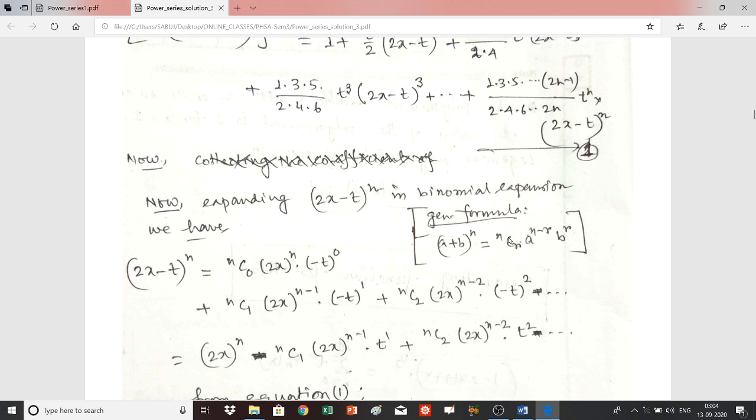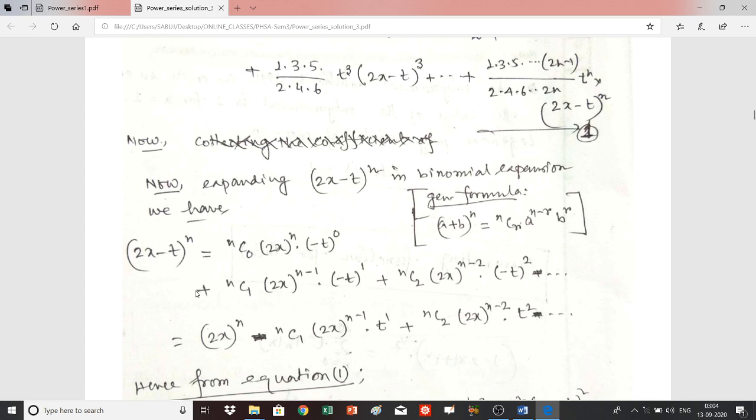So here you write nCr, that means you will start from r is equal to 0. So nC0 here, and what is a? a is 2x. So you write here 2x to the power n minus r, r is 0 here, so 2x to the power n into b, which is minus t here, so minus t to the power 0, because for the first term r is equal to 0. For the second term, what will be the second term? You write here plus, the second term, in this case r will be 1, so nC1. You write here nC1, and then a means 2x, here 2x to the power n minus r, that means n minus 1.